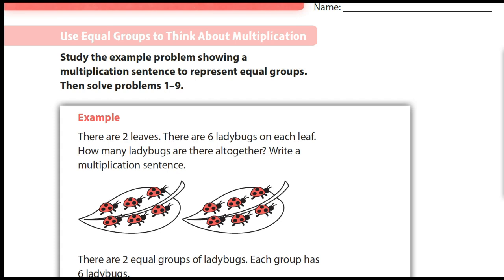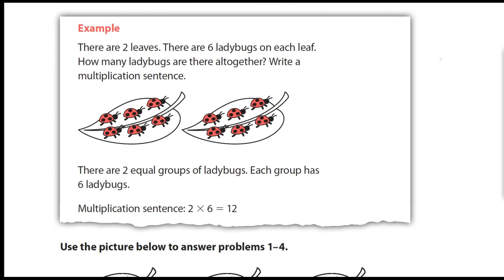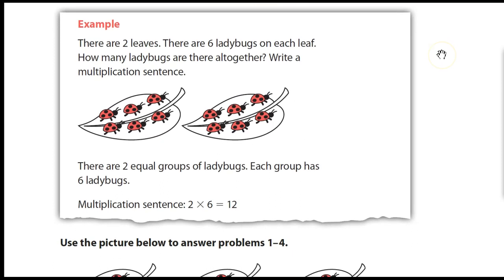Here's an example that they give you. The problem says there are 2 leaves. There are 6 ladybugs on each leaf. How many ladybugs are there altogether? Write a multiplication sentence or equation, same thing.